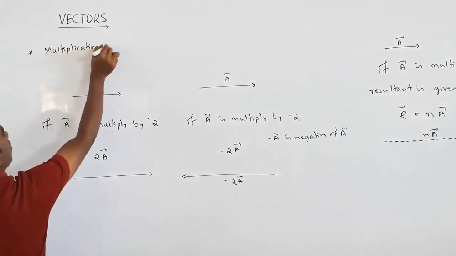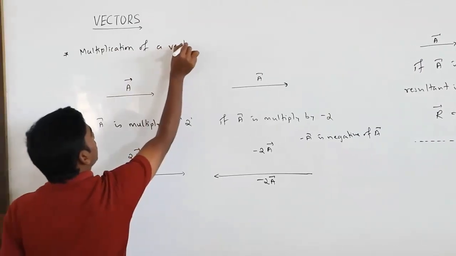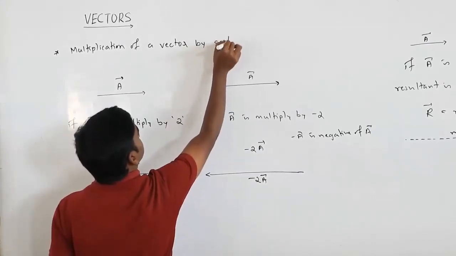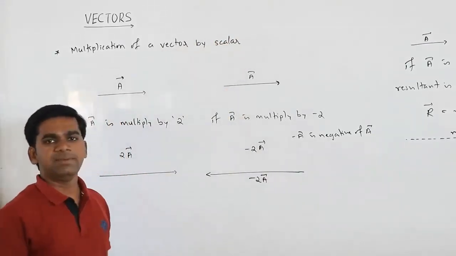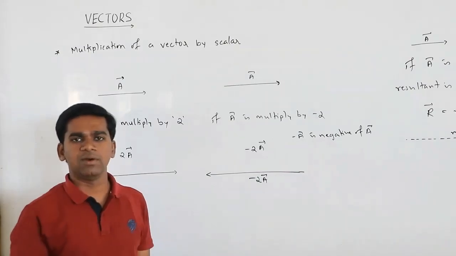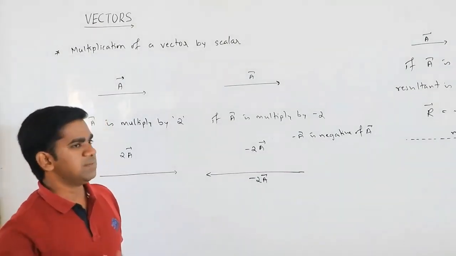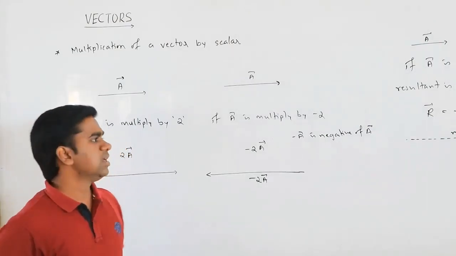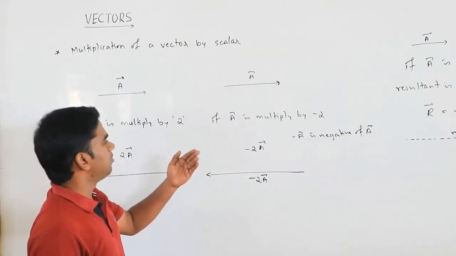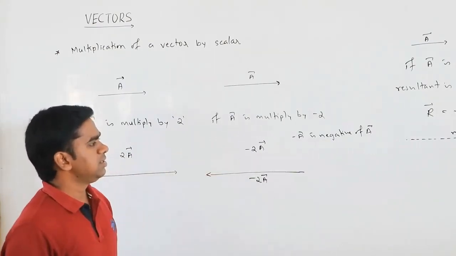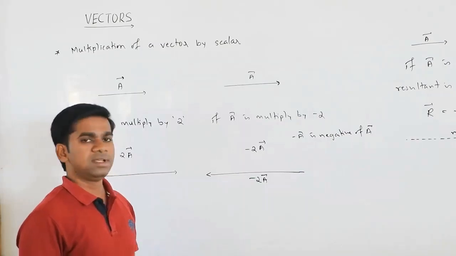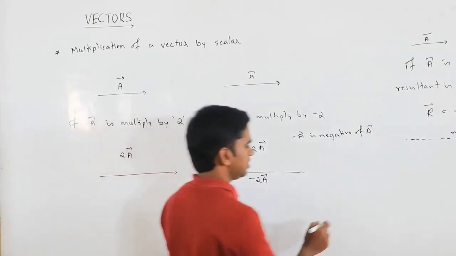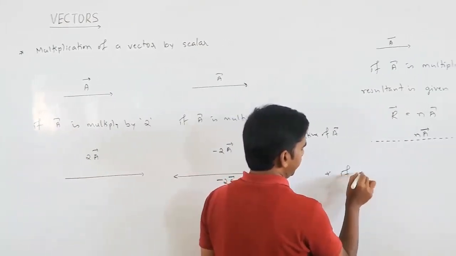Multiplication of a vector by a scalar. Whenever you multiply any vector with a scalar, it may be 10 or 20, which means a number, or it may be the mass, or it may be the time. These are all scalars. When you multiply a vector with a scalar quantity, you will get a vector which is that scalar times the magnitude.